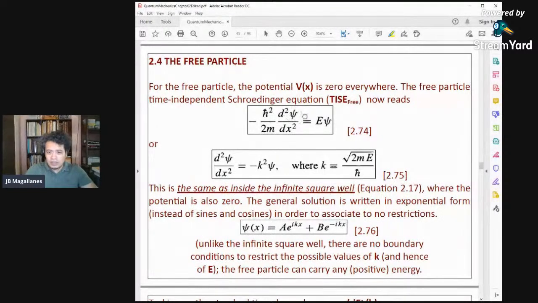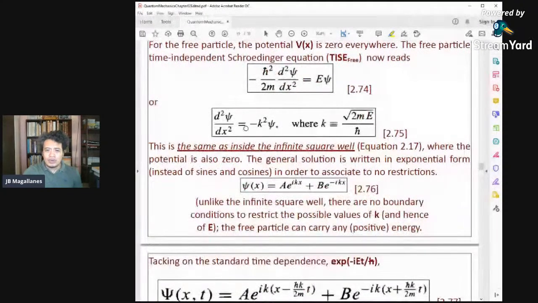So here you can transform this differential equation into this, where k is this expression. So you can write the energy to be k squared times h bar over 2m in this case. For this differential equation, the general solution would be this one.